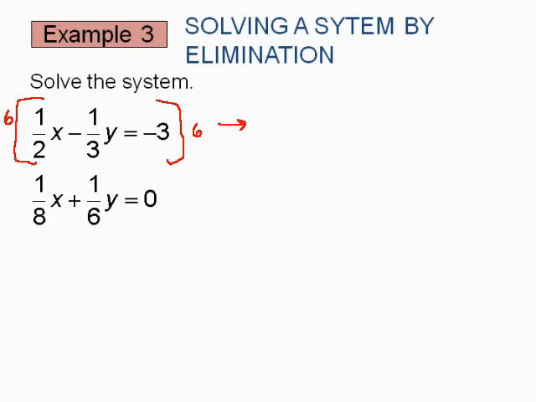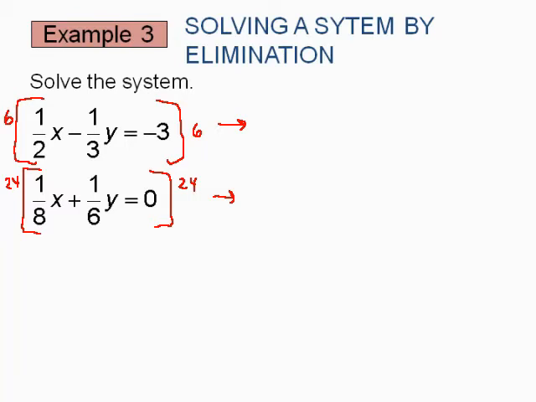So I'm really not changing anything here. I'm just getting rid of those fractions because I don't like them. In the second equation, I'm going to multiply through by the LCD of 24 to get rid of the fractions, okay, which again is using the multiplication property.